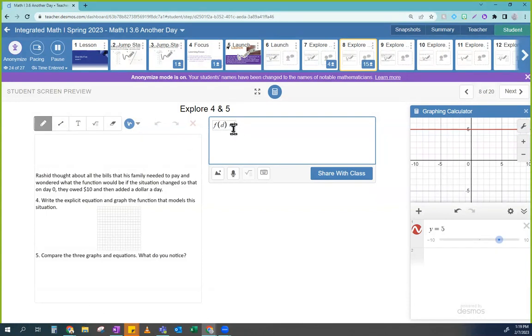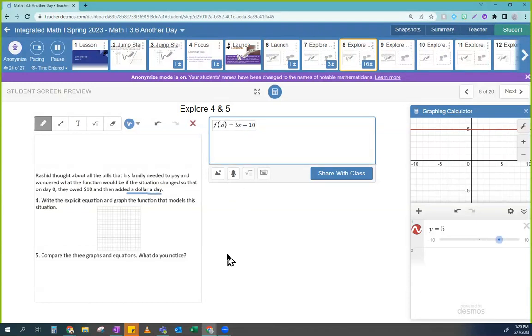Okay, so if I put a 5 right here, what does that 5 represent? Yeah, that's how much money I get per day. Are you saying to me that they're getting $5 a day? Someone put this as their equation, right? So this means I get $5 a day, but I started owing $10. That's not what this says. This says add a dollar a day.